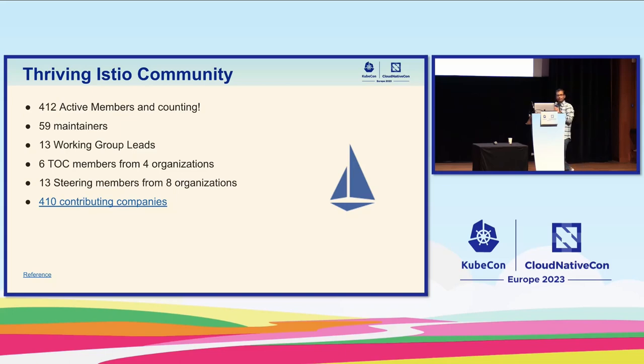So these are just some of the numbers. If you look at the community right now, we have 412 active members, and this number keeps on growing. We have 59 maintainers, and this list actually is a lot longer. We just sometimes have to prune the list, and it sometimes shrinks, but there's a good core of maintainers who are making sure that Istio community is healthy, the project has good standards for code, for security.